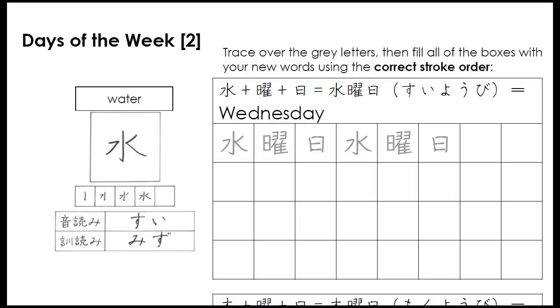We're going to look at the characters to write Wednesday, Thursday, Friday and Saturday in this video tutorial. Let's begin with the yō and bi, the last two characters of each day of the week, just to make sure that you remember their stroke order.